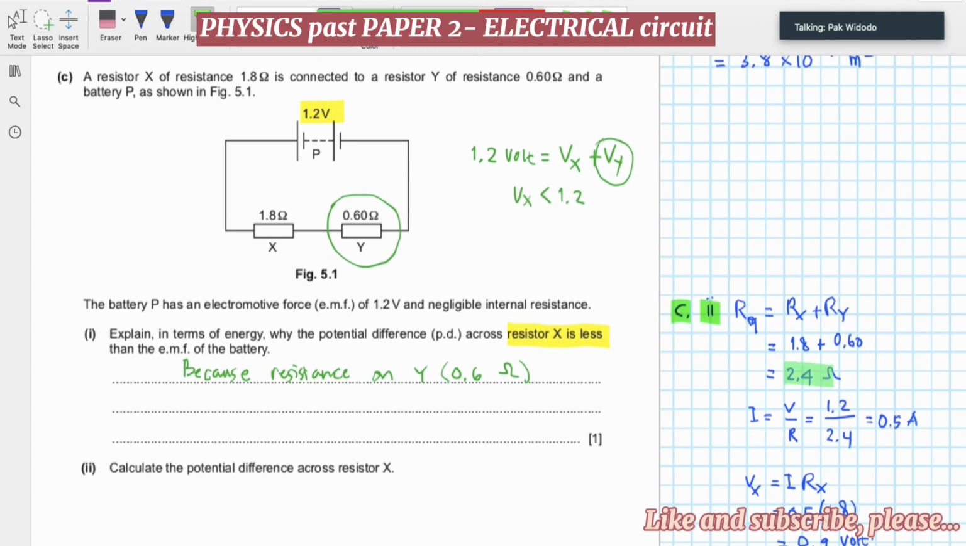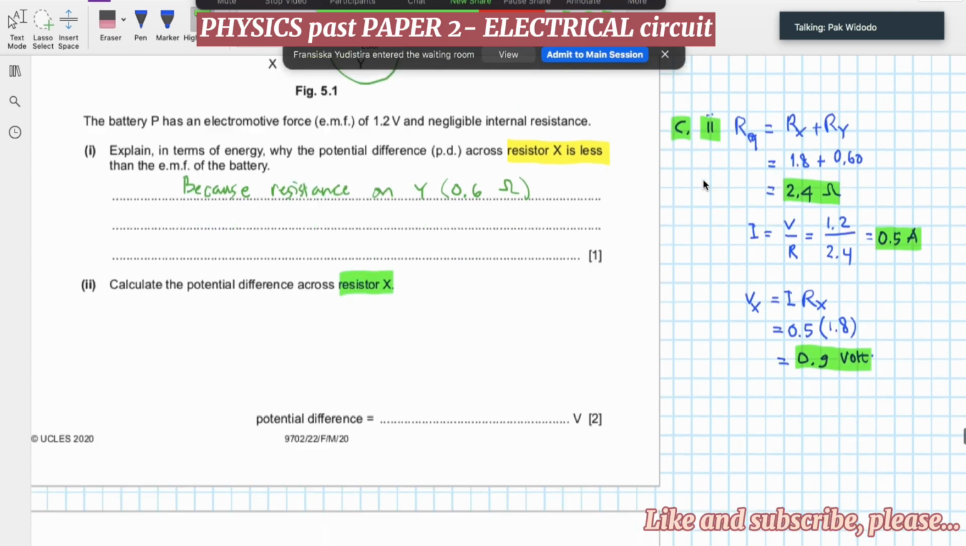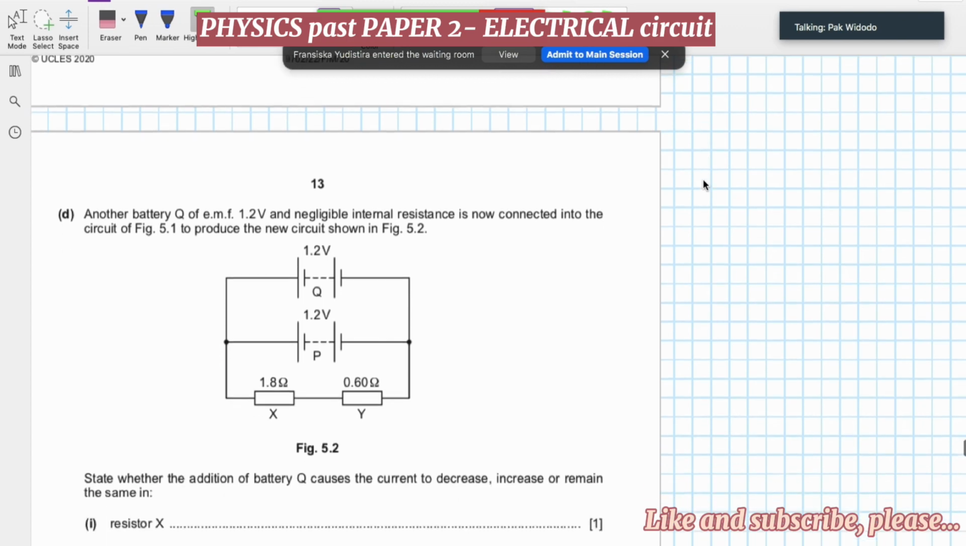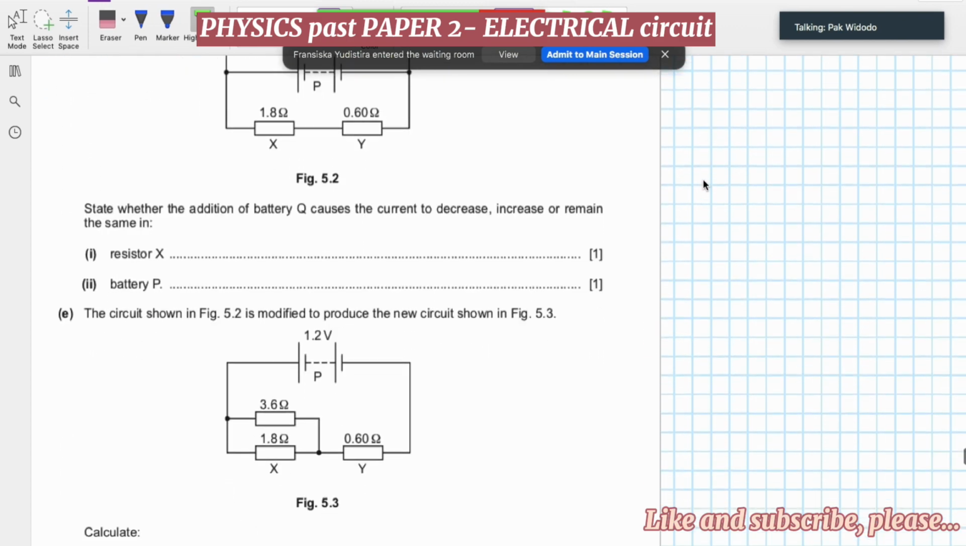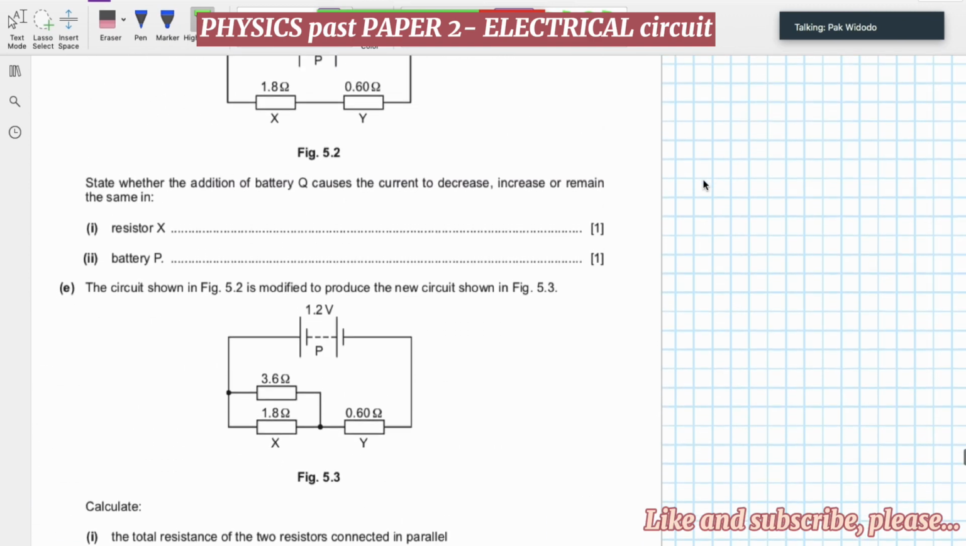We have total resistance, we have electric current, and finally we get the voltage or potential difference on the resistor X. That's it. Okay, I think that's enough. We check the next question, D. I hope until E we are done.